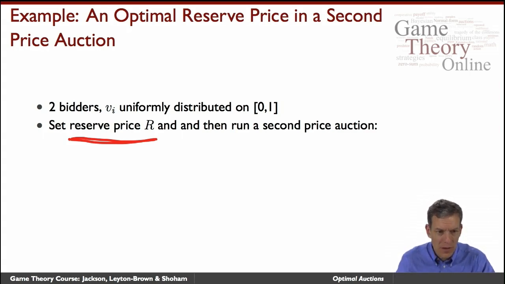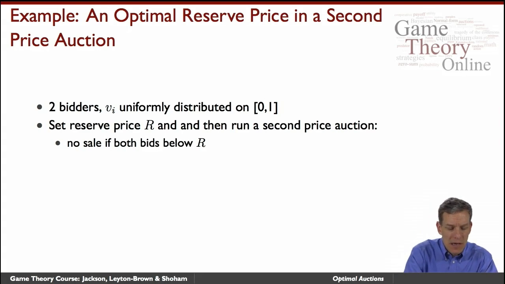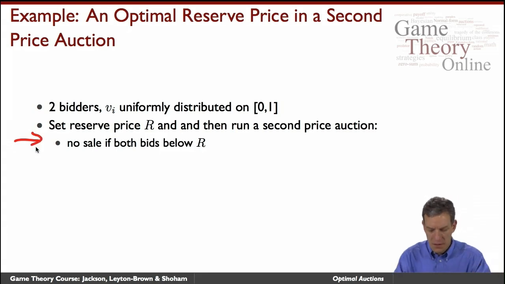Okay, so let's think about how this works. Once we've put in a reserve price, then if both people end up bidding below that, we're not going to get anything. So here's the risk now. If we didn't have a reserve price, we would always sell the object. Now there's a possibility of no sale, so we're not going to get anything.